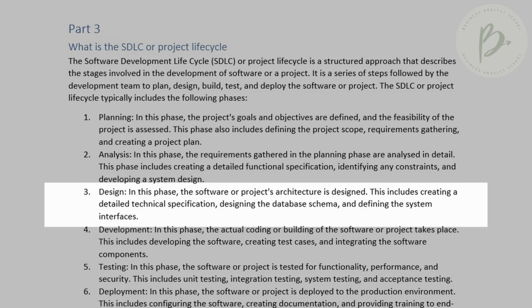In the design stage, this is the stage that the software or the project architecture is designed by the design team. So it includes creating detailed technical specs, designing the database schema, defining the system's interfaces.